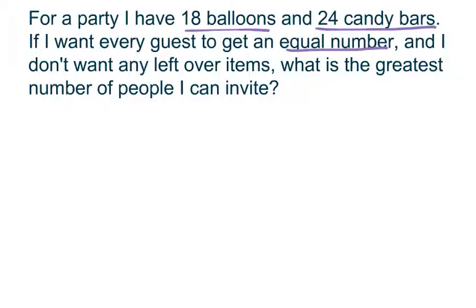Because I have a set amount of balloons and candy bars, 18 and 24, I know that means this must be a problem involving factors. It doesn't indicate in the problem that I have the ability to go to the store to get more. So I'm going to start by making some factor pairs. So for 18, I have 1 and 18. For 24, I can start with 1 and 24.